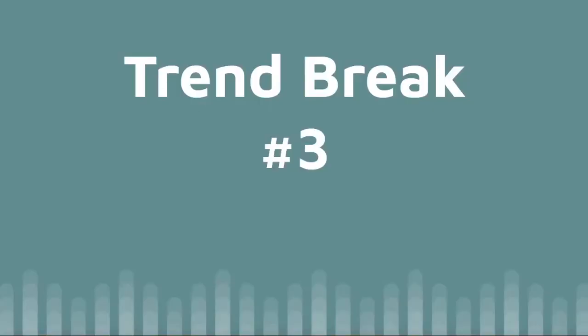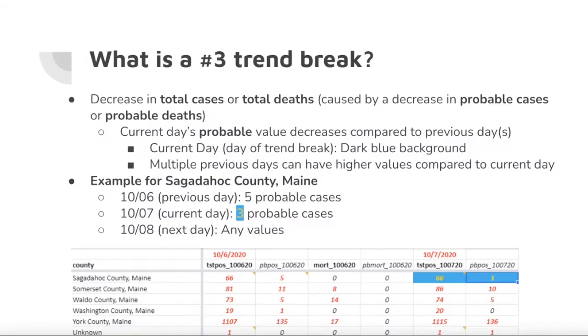Next, let's discuss trend break number 3. This is the trickiest trend break because probable cases and deaths decreasing on their own doesn't necessarily lead to this type of trend break, but if they decrease the total cases and deaths, then it's classified as a trend break. Trend break 3 is when there's a decrease in total cases or total deaths caused by a decrease in probable cases or probable deaths.